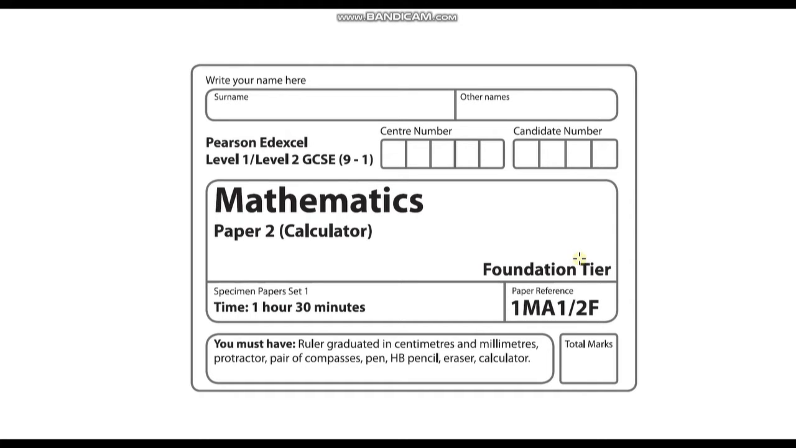So with all of that out of the way, let's get cracking. Question 1, write down the value of the 3 in the number 16.35. So we've got the number 16.35. So what do all of these digits mean?